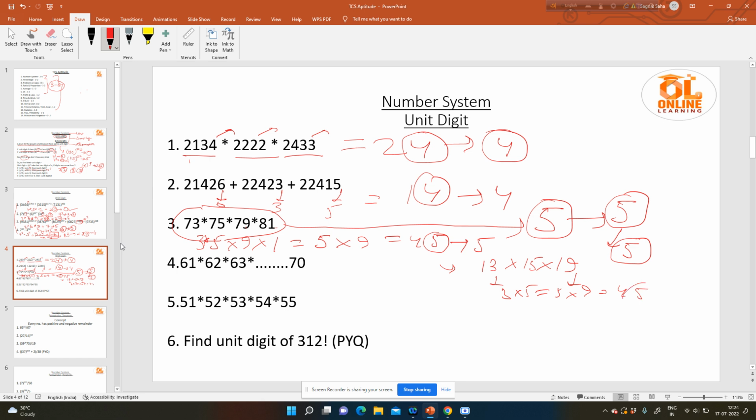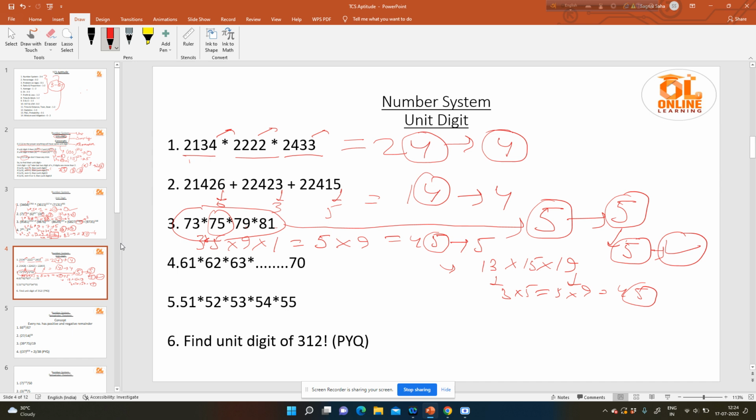Your unit digit will come as 5 only. So whenever all odd numbers are present and we have a number which has 5 as the unit digit, then your answer will always be 5. So you can directly tick the answer, you don't have to solve it. Okay, this is a trick, remember.